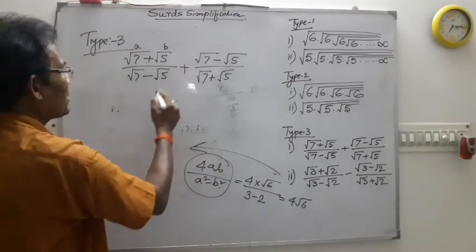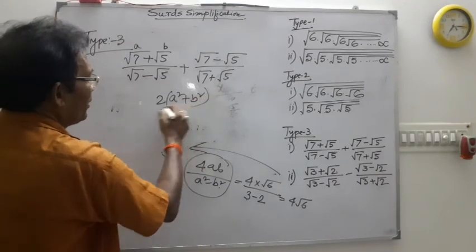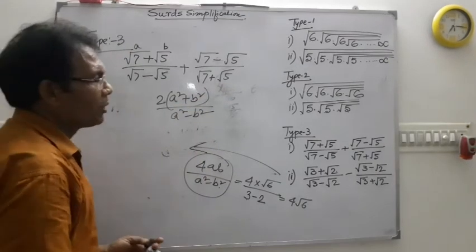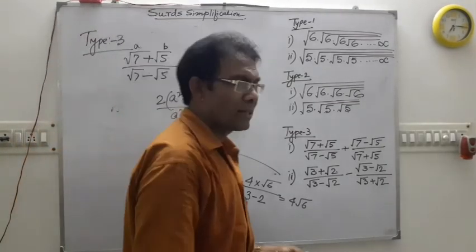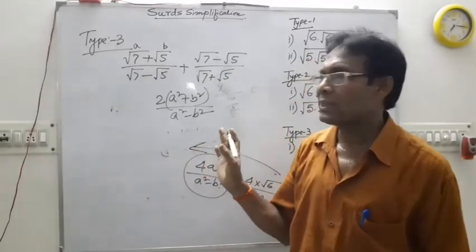In case of plus, the answer is 2 into (a square plus b square) divided by (a square minus b square). This is the tricky method to simplify the third type of surds simplification. And that is the end of today's class.